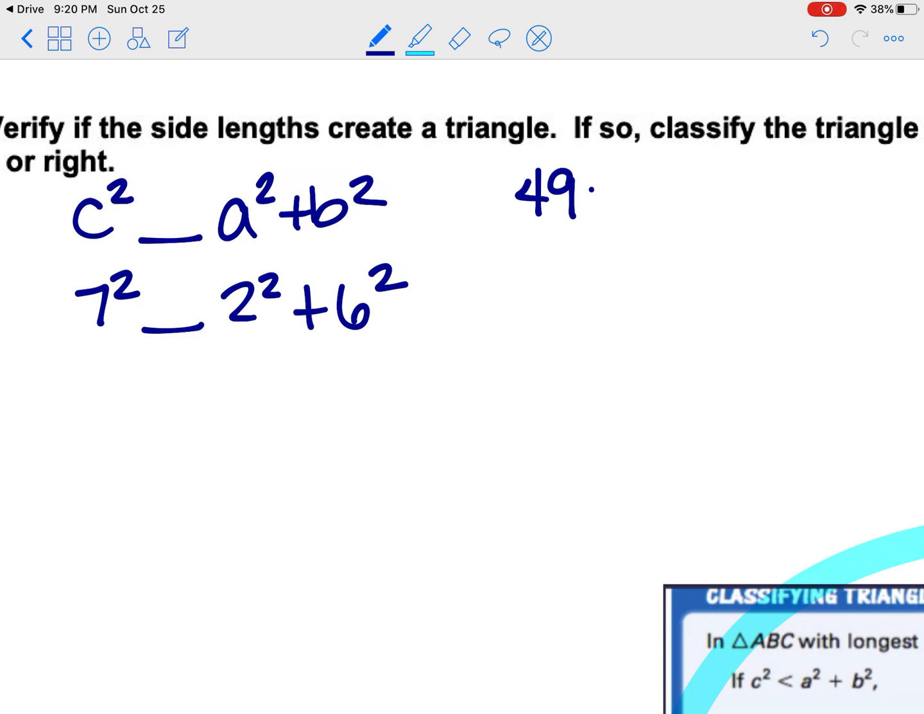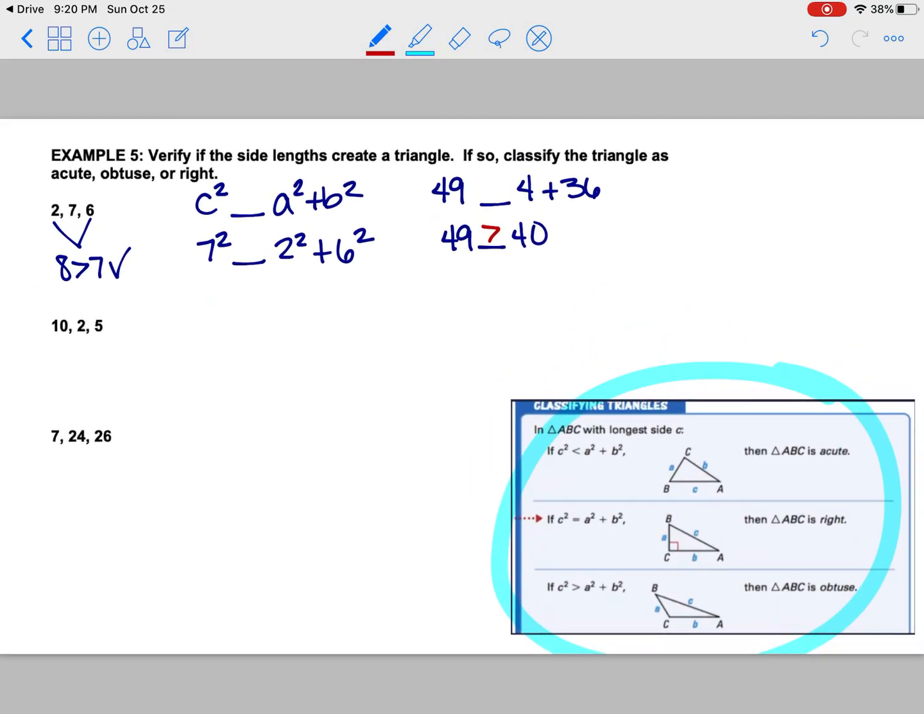Okay, so now we have 7 squared, which is 49. We know 2 squared is 4, and 6 squared is 36. So how does 49 compare to 4 plus 36, which is 40? Well, it's greater than. And if we go down here to our little key, greater than means that it is an obtuse triangle.